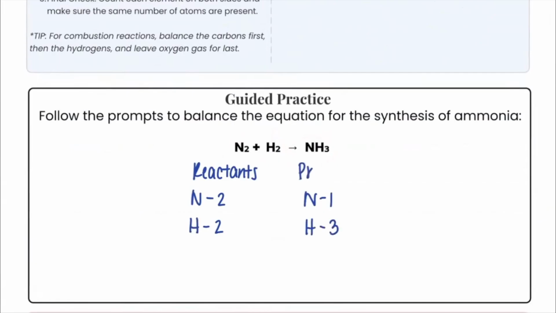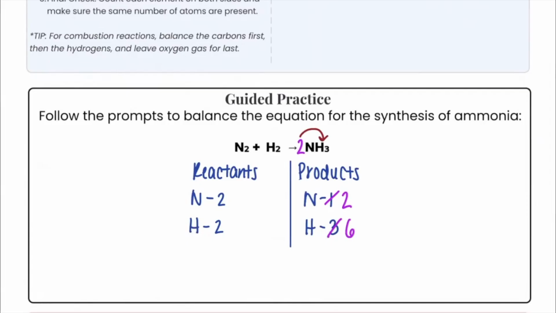And the first thing that should catch your eye is the nitrogen. We have 2 nitrogens on the left, but only 1 on the right. So if we add 2 in front of the NH3, that balances out the nitrogen because now we have 2 on both sides. But it also changes the number of hydrogens, right? Because 2 distributes to the 3 hydrogens in the NH3, and that gives you 6. So now we have 6 hydrogens on the right.